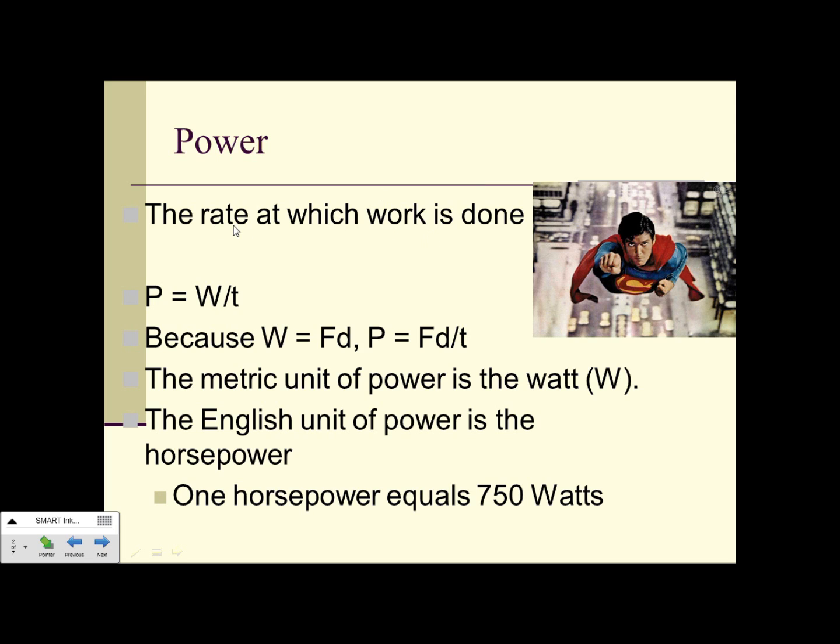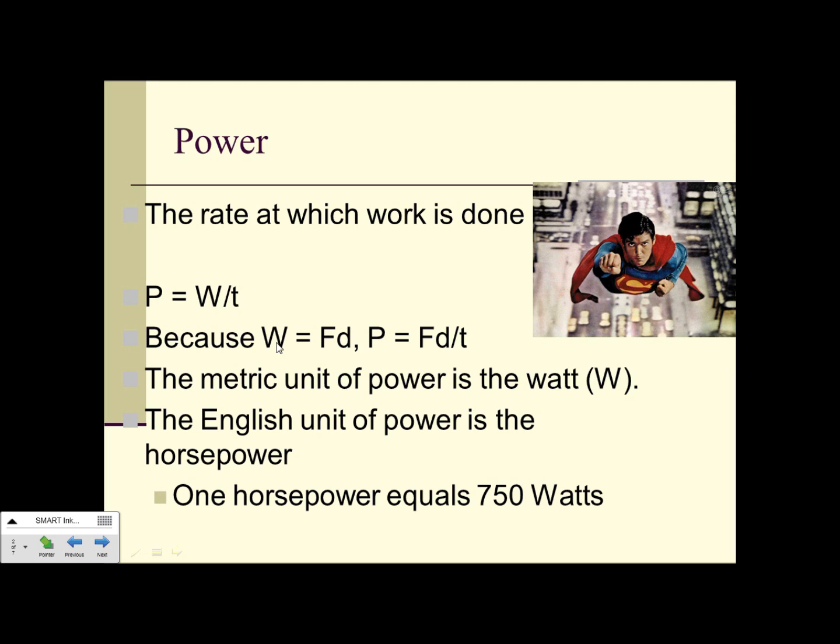And way back at the beginning of the semester, we talked about what a rate is, and a rate is something over time. It's how quickly something happens. And so power is how quickly work happens. So power, which is capital P, is equal to work, which is W, divided by time. So work over time. So how much work is done per unit time.